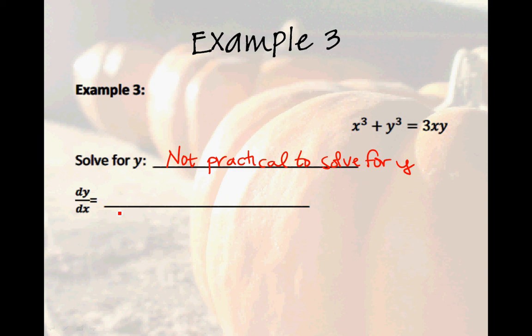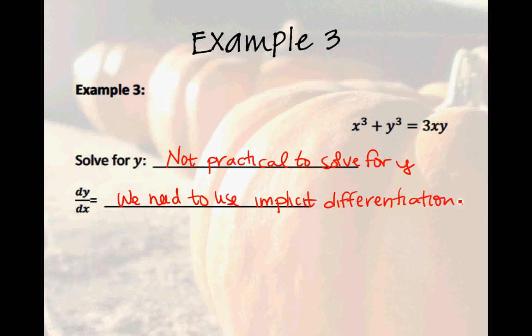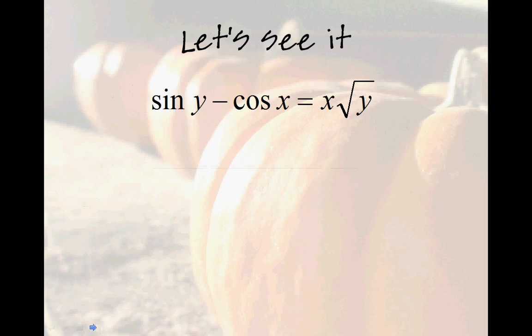And for dy dx, since we weren't able to solve for y, you're going to say we need to use implicit differentiation. Okay, so go ahead and pause if you need to, and then otherwise I'm going on. Okay, so let's actually see it in action, and before I do this, I just want to show you a quick example, and then I'll tie it into this. So let's say we have something like 3x squared plus 2x equals y, and we want to take the derivative of that.